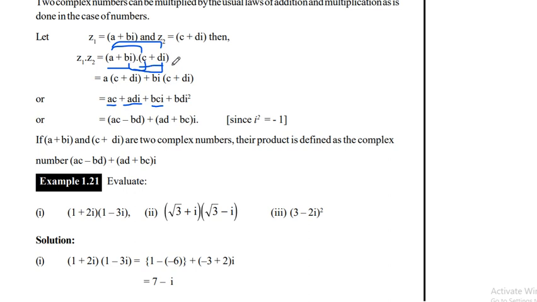Then b multiplies with di, so bdi square, because there are two i's, so it means bdi square. Iota square is minus 1, so this will become minus bd. So you get ac without iota and bd without iota. So we collect the without-iota terms and we collect the iota terms. These middle two terms will be collected here, the first and the last term will be collected here. So again you see you got something with iota and something without iota.